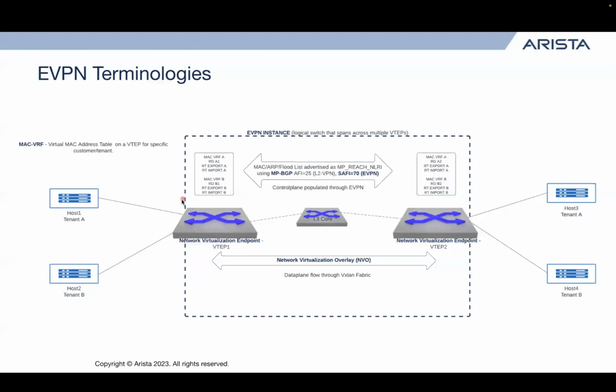For each tenant, we define a MAC VRF on the VTEP or the network virtualization endpoint that stores the MAC address table for the specific customer or tenant. Within the MAC VRF, we would define the route distinguisher, which uniquely identifies the entry for a specific customer on the VTEP. And we also define route targets in export and import statements to export and import the control plane information across the VTEPs.